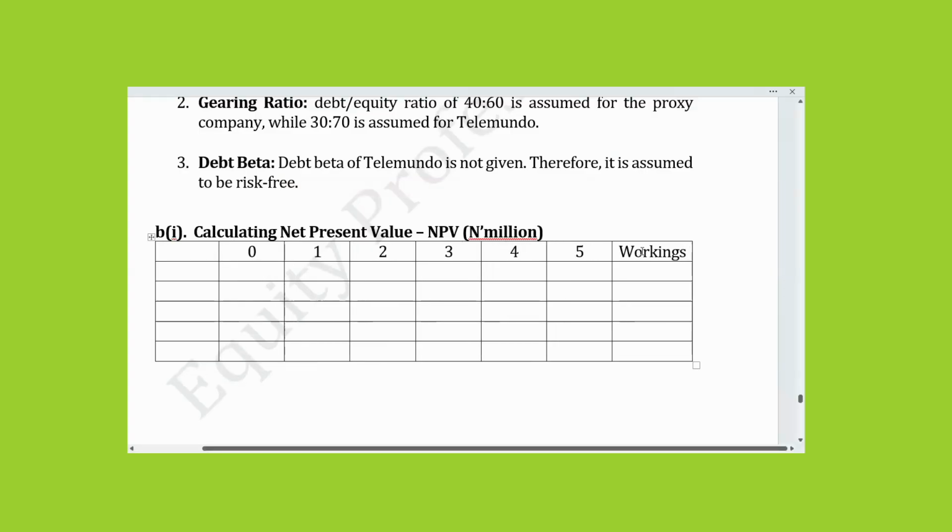All right. So this is the format you are going to use. This is the columnar format you are expected to use anytime you want to calculate NPV where you have multiple variables. All right. So this is the format you are expected to use. It will make life easy for you.